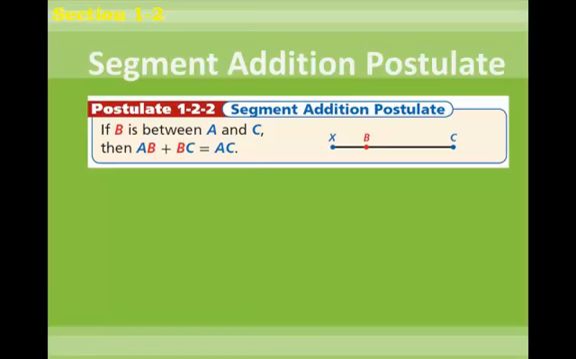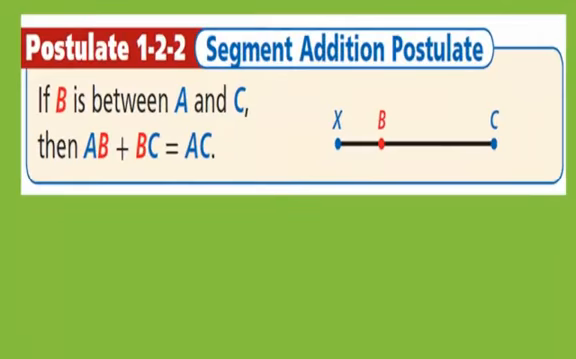This leads us into something called the segment addition postulate. Now, if you recall from the first lesson, a postulate is a statement that is accepted as true without proof. And they actually made an error in this diagram. They have an X here, and that actually should be an A.